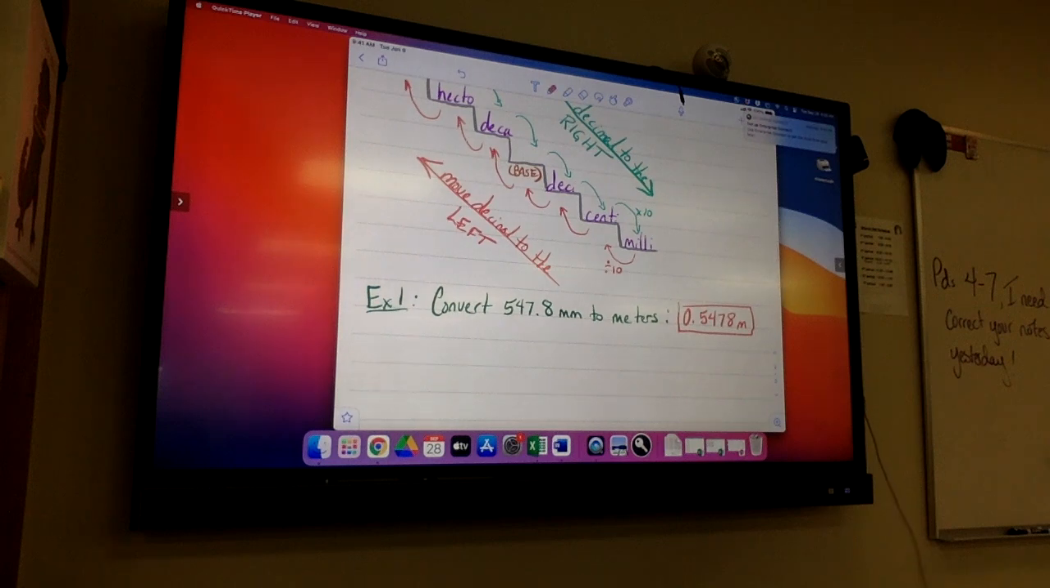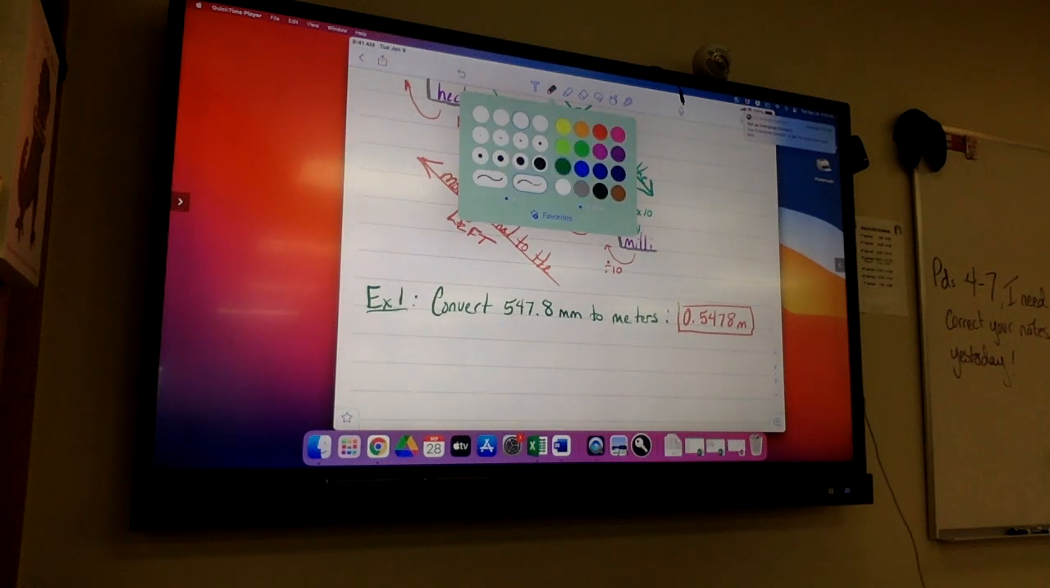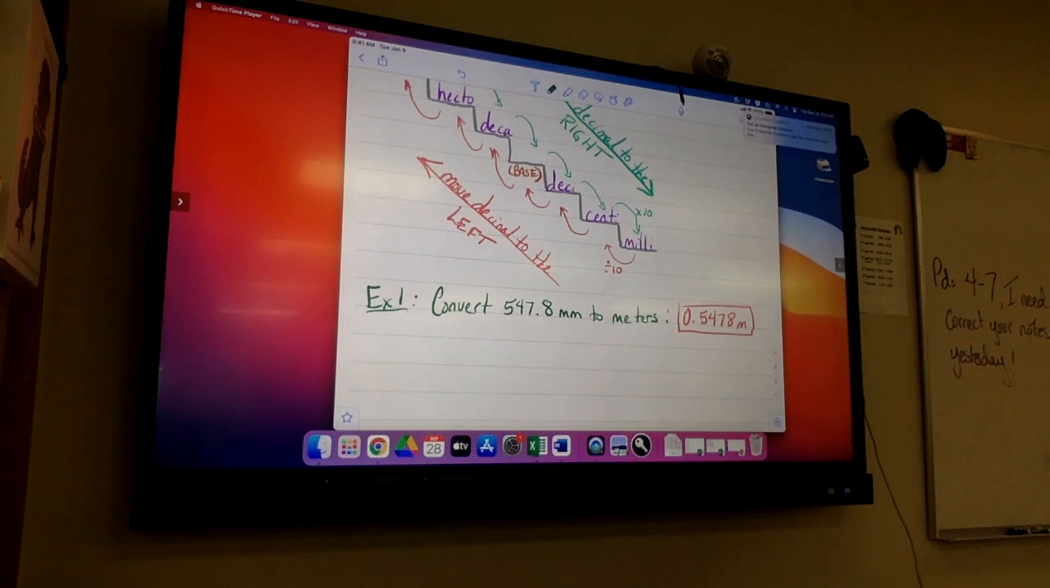I want you to convert 24.2 km to cm. See if you can do it.